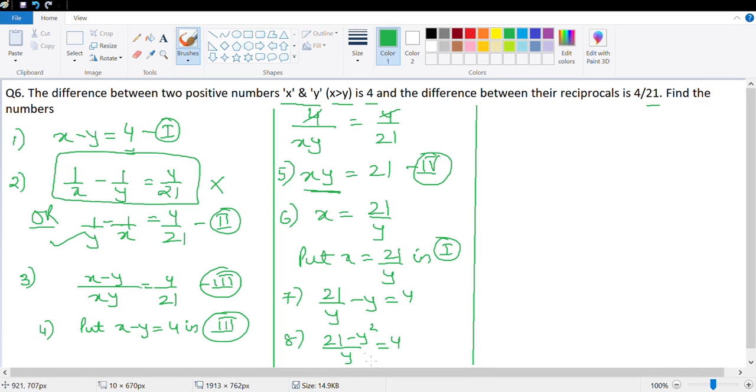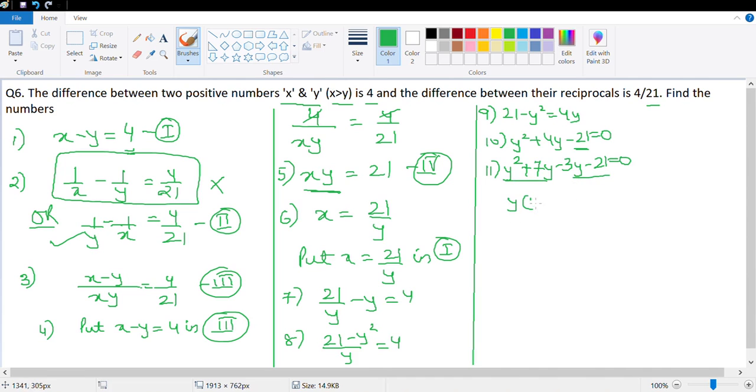I've taken the LCM and subtracted these two, which means 21 minus y square is equal to 4y, which gives me y square plus 4y minus 21 is equal to 0. Quadratic, we need to find factors of negative 21, the sum of which is plus 4. So what we have is y square, plus 7y minus 3y minus 21 is equal to 0.